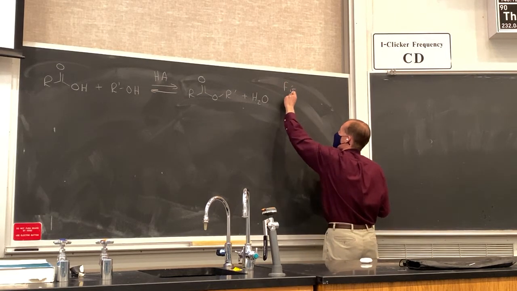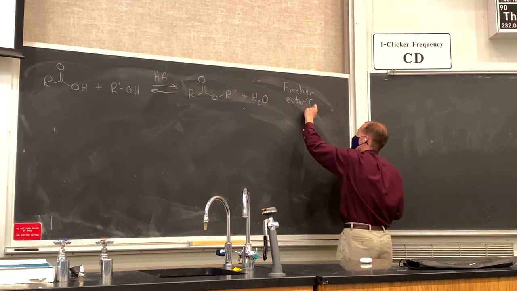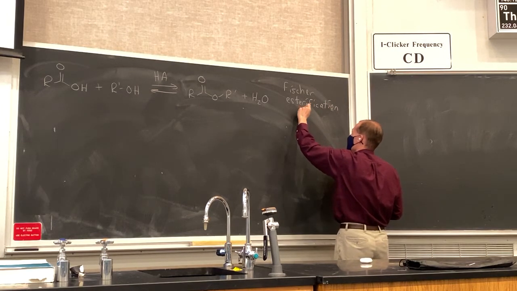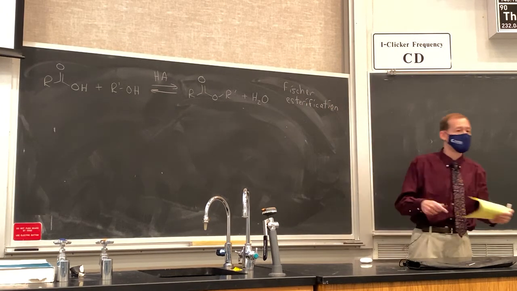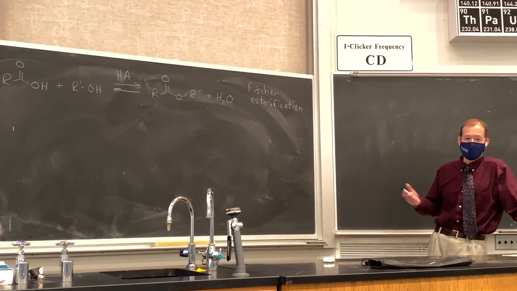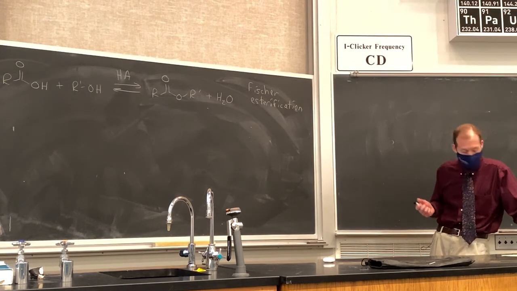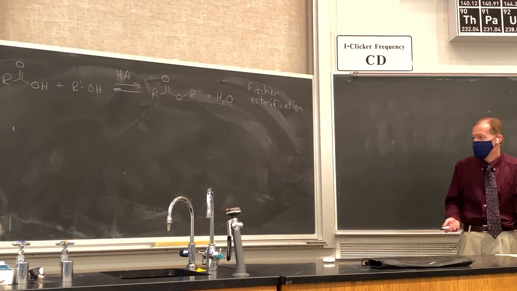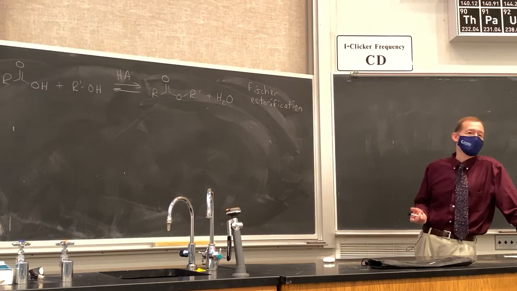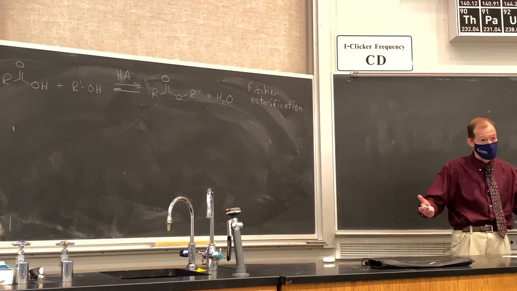This process has a name. It is known as the Fischer esterification. Emil Fischer was a very prominent organic chemist. I believe he won one of the very early Nobel Prizes in chemistry, if it wasn't the first. We'll learn about some of his other discoveries later on in the semester. But he discovered this reaction. It is an equilibrium process. Our carboxylic acids and our esters are of comparable stability, so the equilibrium is pretty much a one-to-one mixture.